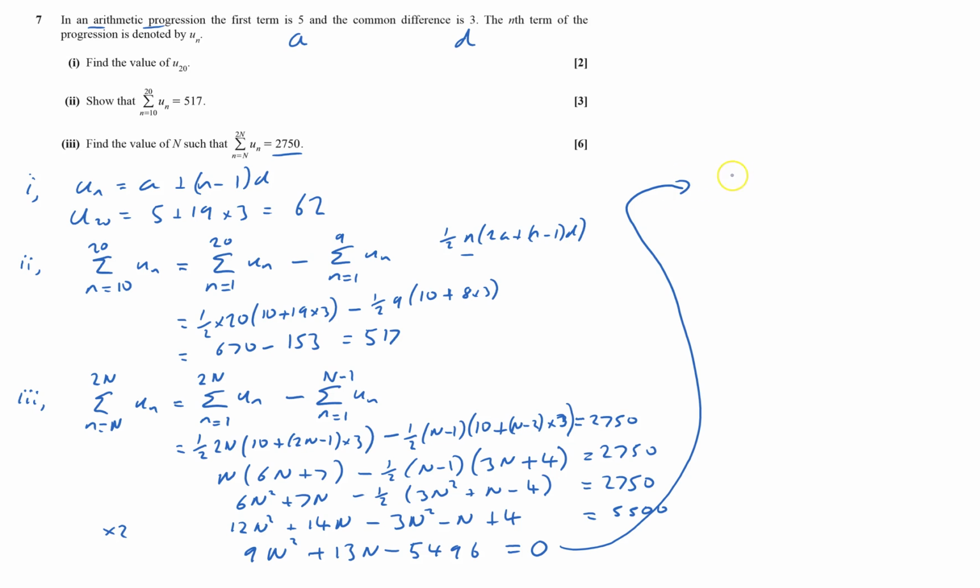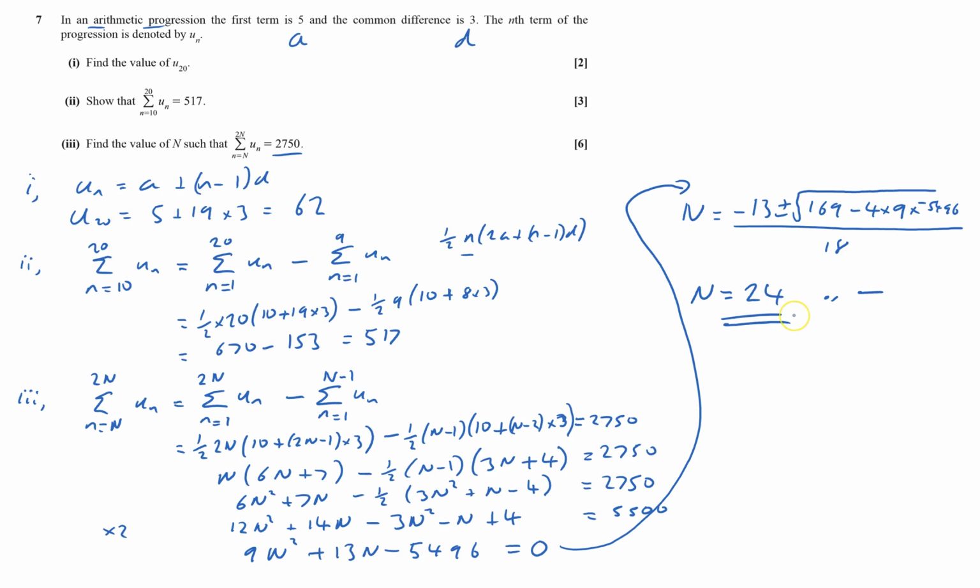So now I can use my formula to work out that n equals minus b, so minus 13 plus or minus the square root of b squared, which is 169, minus 4 times a, which is 9, times c, which is minus 5496, and that's all over 2a, which is 18. That gives me n equals 24, or negative something, but obviously it's going to have to be positive, and therefore the answer is n equals 24. And that's question 7 done.